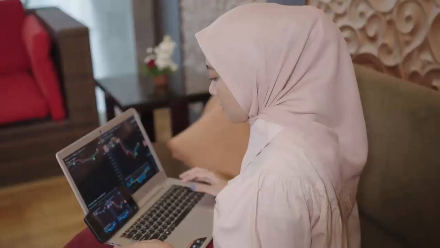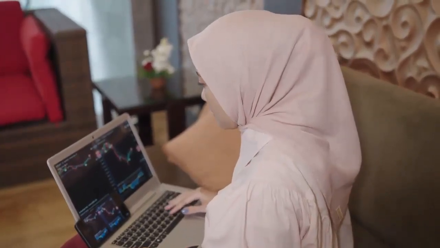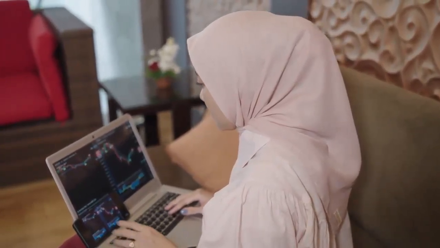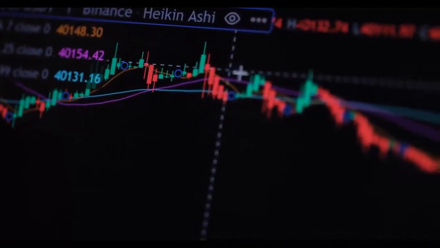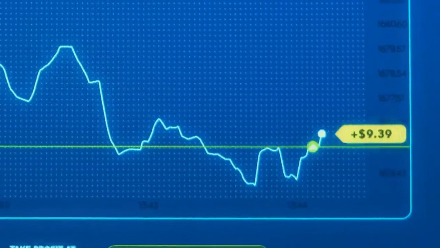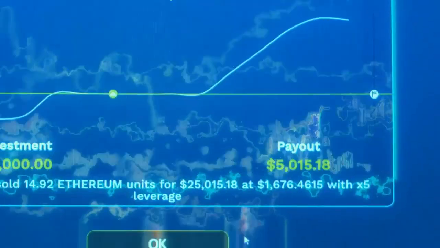Remember that Forex trading involves risks, and there are no guaranteed profits. Start small, develop a trading plan, and be patient and disciplined in your approach. With practice and perseverance, you can build the foundation for a successful Forex trading journey.